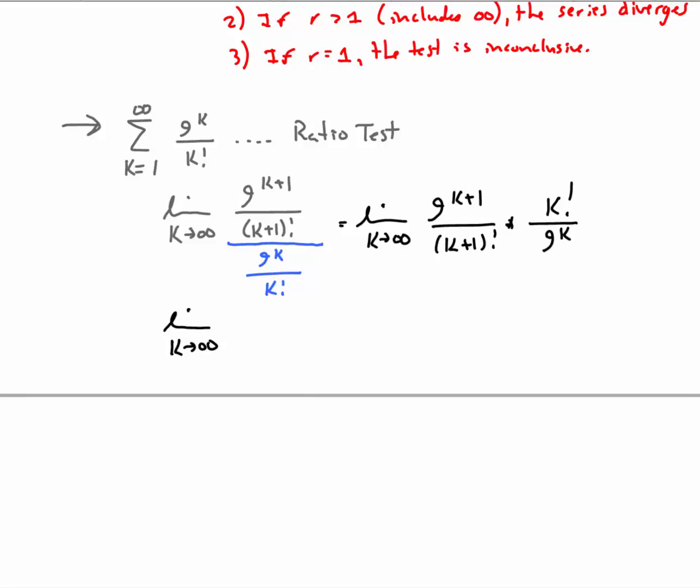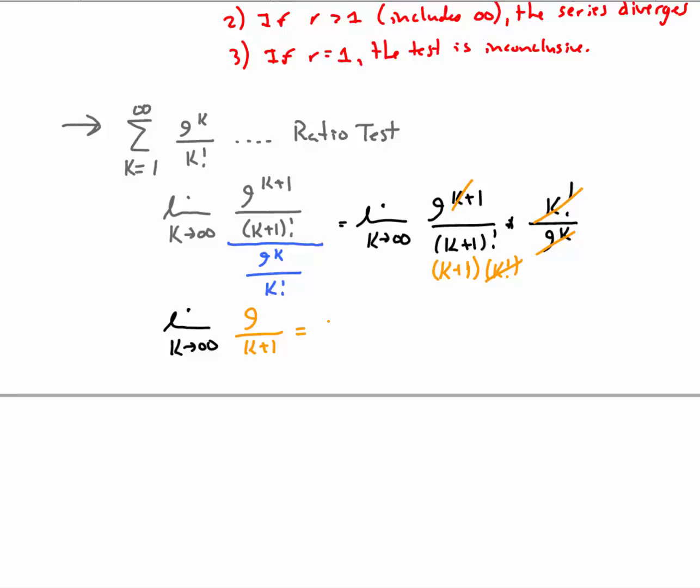Now if we start simplifying this, first of all, 9 to the k cancels with this 9 to the k, leaving me with the 9. And then (k plus 1) factorial is k plus 1 times k factorial. So these k factorials cancel, and I'm just left with 9 over k plus 1.